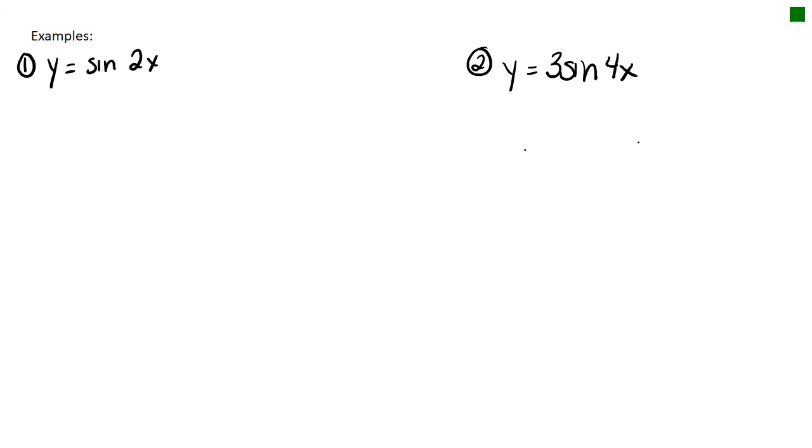All right, so let's do these. Let's figure out our amplitude and our period. Our amplitude, remember, is what A equals, and there's not a number there, so we're going to say it's 1. Our period, though, is going to equal 2 pi divided by B, and B in this case is 2. So 2 pi divided by 2, which is just pi.